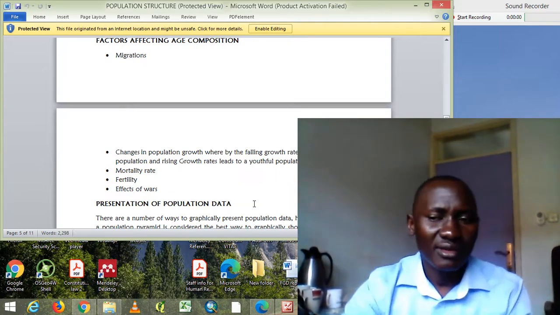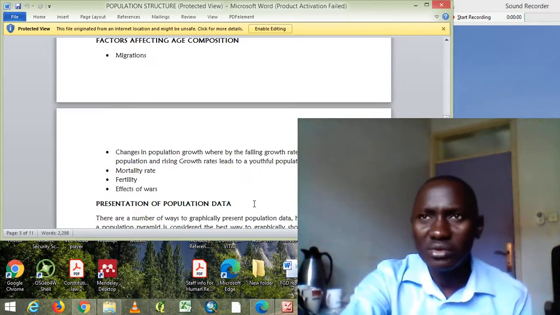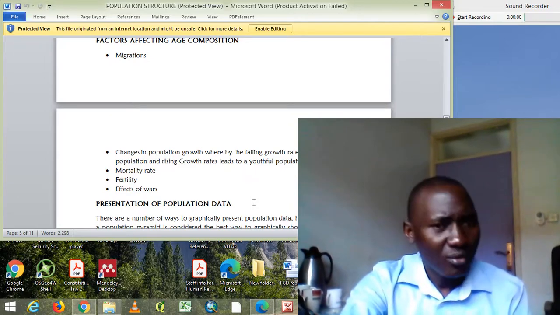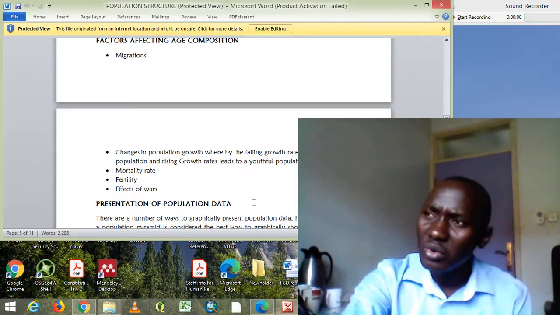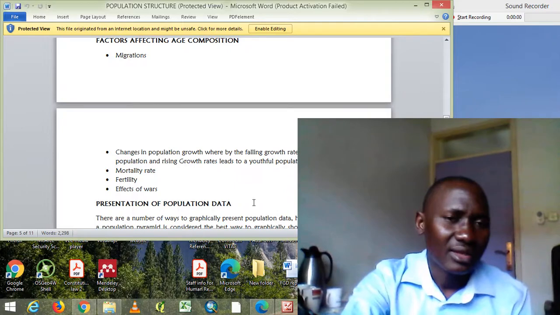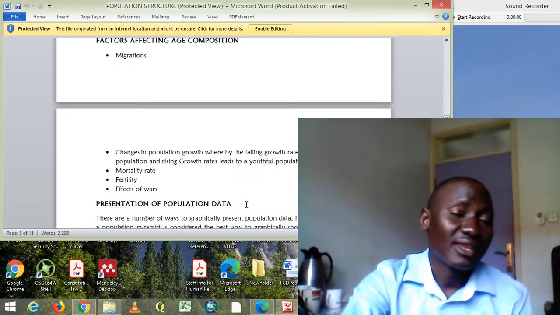Then we have the effects of wars. You go to an area which has been affected by war, like northern Uganda here, or you go to places like Syria, Libya. What people have been affected there? Basically, old people, women, and children. These are the people who are highly affected when it comes to wars. So these issues affect the age composition of the population.